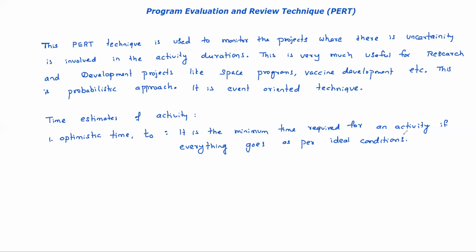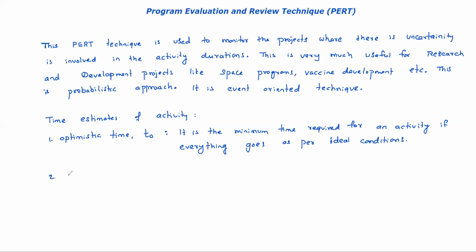Okay. So if every ideal condition is there, then this is the least possible time. Example, suppose corona vaccine, if you want to produce, everything goes right, within 6 months you can develop the vaccine. So that 6 months is the least possible time. That is optimistic time. Even in the first trial, second trial, third trial, everything goes right without any trouble, without any side effects, then that will be the least time to produce the vaccine. If vaccine production is considered as an activity, that is the least time if ideal conditions persist. Okay, so this is the optimistic time.